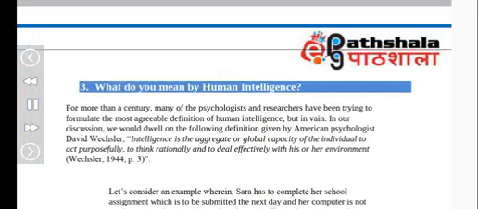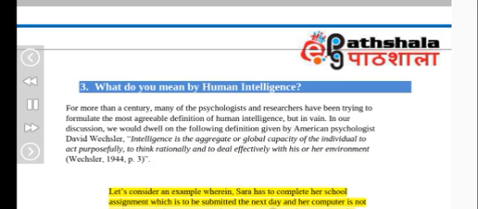What do you mean by human intelligence? For more than a century, many of the psychologists and researchers have been trying to formulate the most agreeable definition of human intelligence, but in vain. In our discussion, we would dwell on the following definition given by American psychologist David Wechsler. Intelligence is the aggregate or global capacity of the individual to act purposefully, to think rationally and to deal effectively with his or her environment (Wechsler, 1944, p. 3).